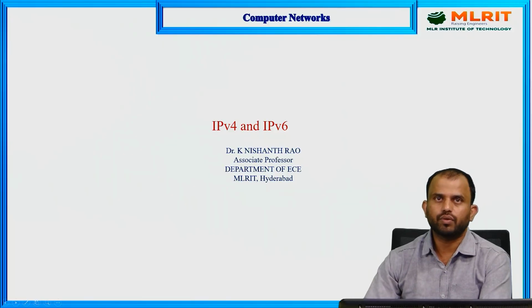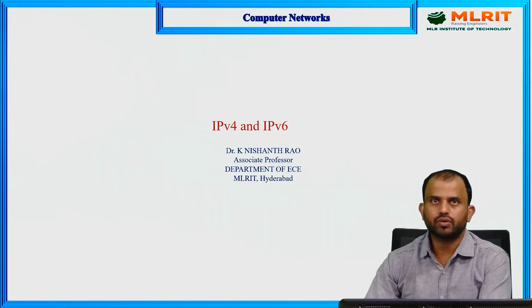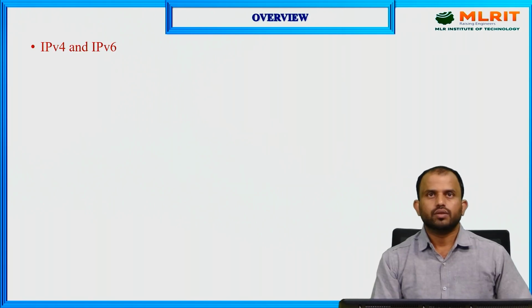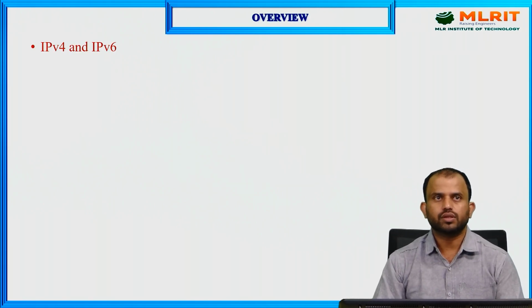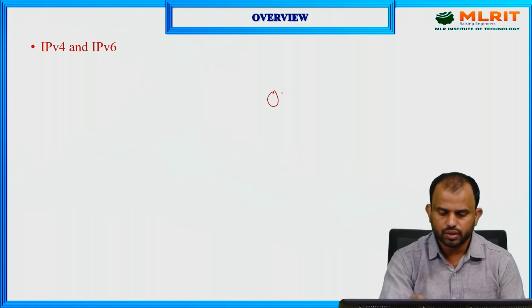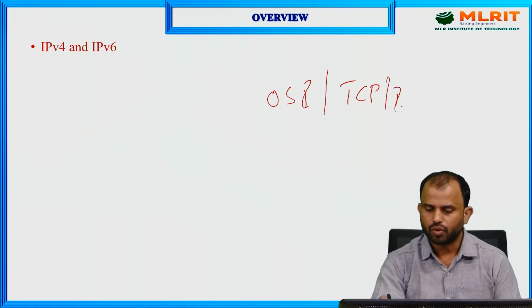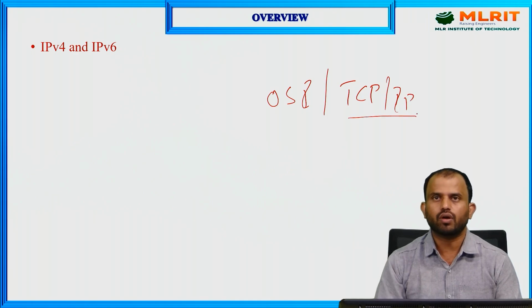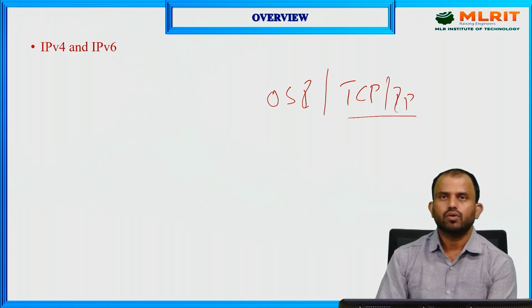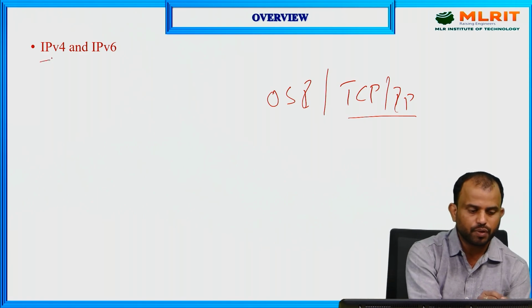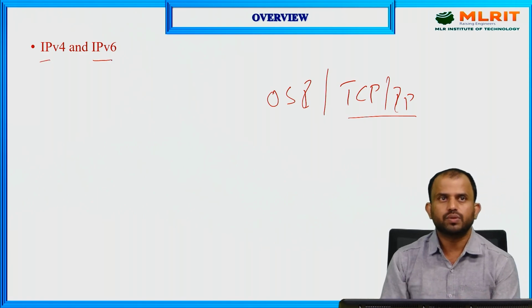Hi, welcome to everyone. Today we are going to start another important session on computer networks, which is IPv4 and IPv6. In the previous sessions, we discussed the different kinds of layer protocols, as well as the TCP/IP protocols, which are the Transmission Control Protocol and the Internet Protocol. Today's session is about the important topic of IPv4 and IPv6, which means Internet Protocol version 4 as well as version 6.